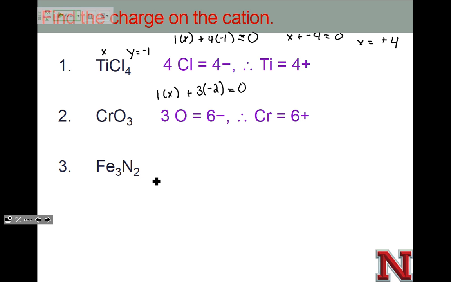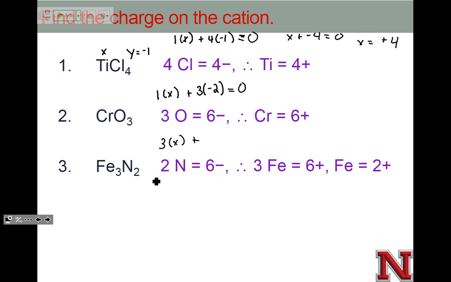As far as iron and nitrogen, nitrogen has a 3- charge. We have 2 of them. Now we have 3 irons. We don't know how many we have. And again, we know what nitrogen's charge is based on where it is on the periodic table.